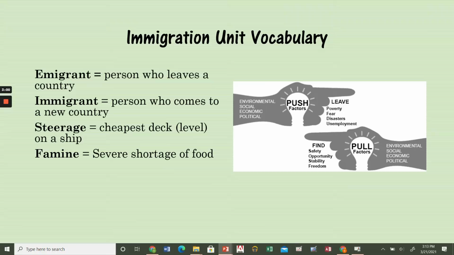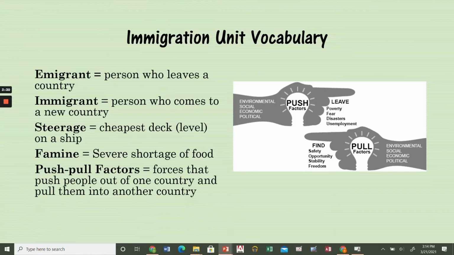All right, famine. This is a severe shortage of food. We've talked about that when we're talking about new farming tools, the McCormick reaper and the John Deere steel plow. We talked about how that made famine less likely in America. Well, you still had famine in other countries, which is going to be one of the factors that lead to immigration.